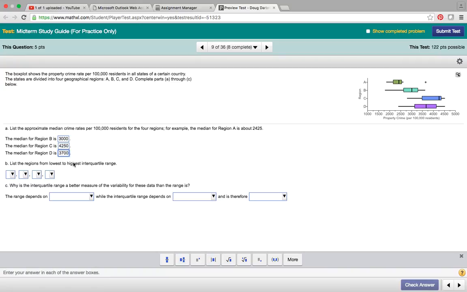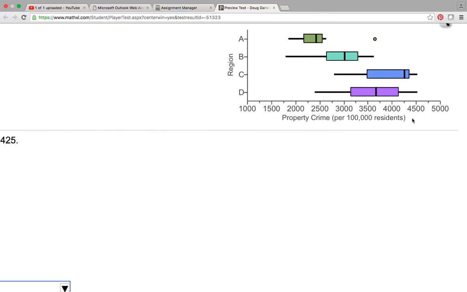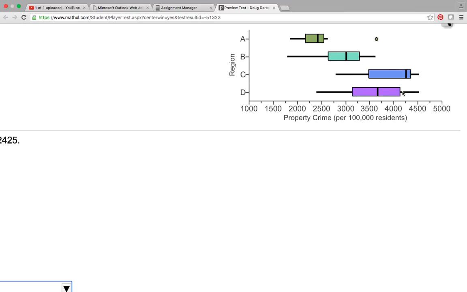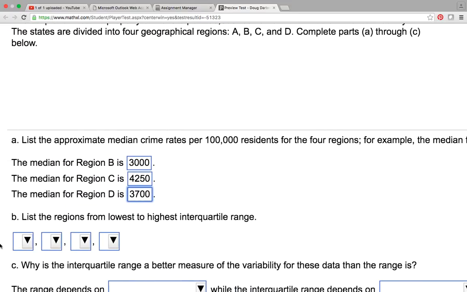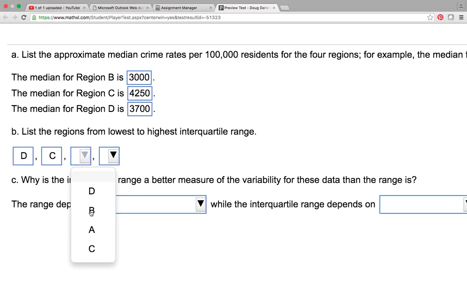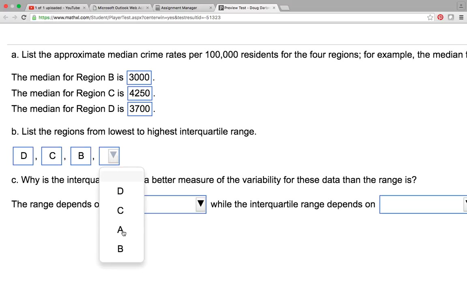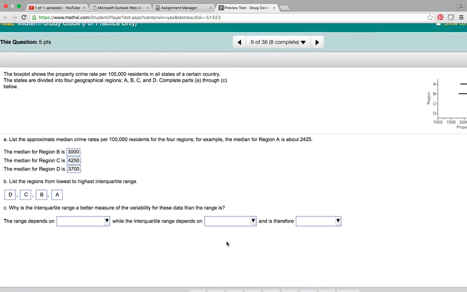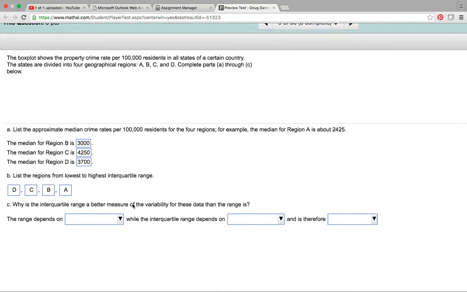List the regions from lowest to highest IQR. Well, IQR is the distance of this box part. So it looks like to me it would be D, C, B, then A. Why is the interquartile range a better measure of variability for these data than the range is?